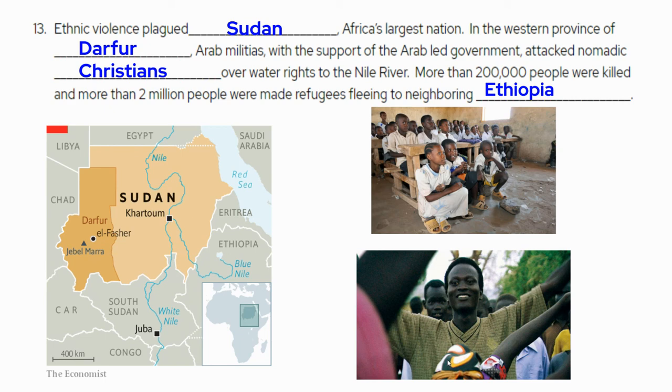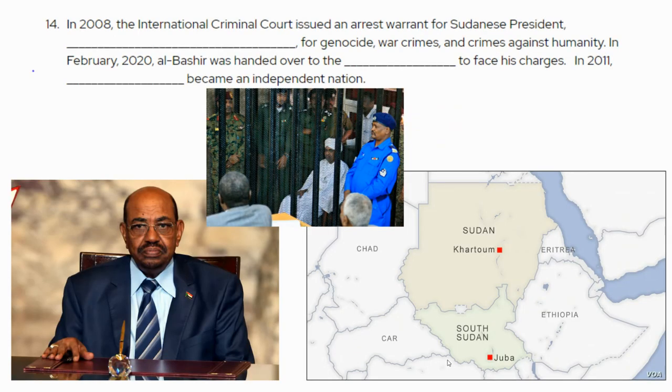In 2008, the International Criminal Court issued an arrest warrant for the Sudanese president, known as Omar Hassan al-Bashir, for genocide and war crimes, and these crimes were also crimes against humanity. In February of 2020, al-Bashir was handed over to The Hague, which is in the Netherlands. It's kind of where the International Court holds its trials and such.